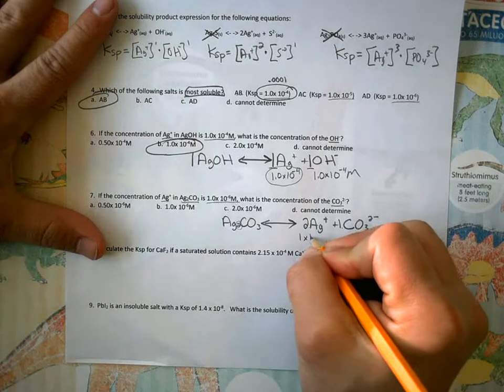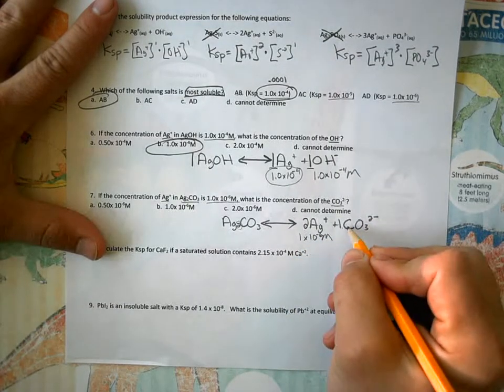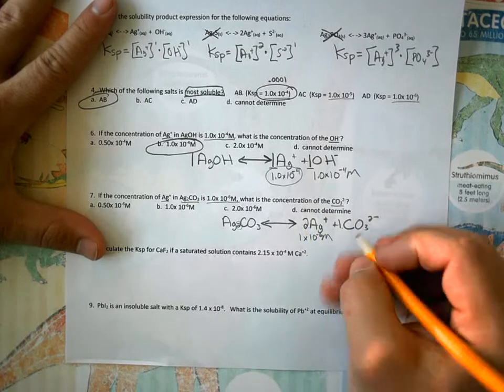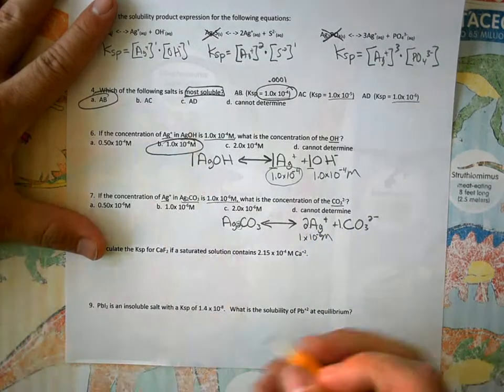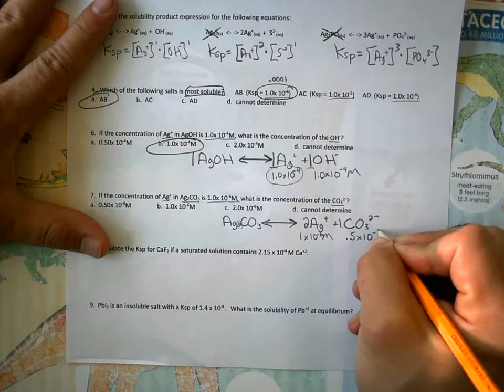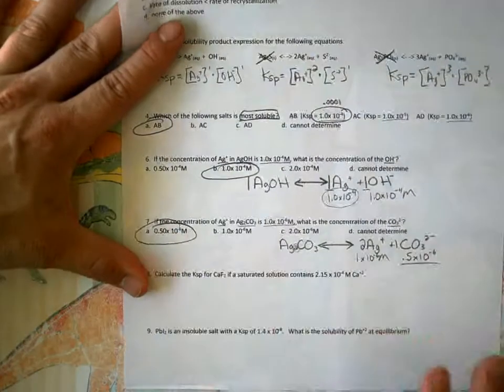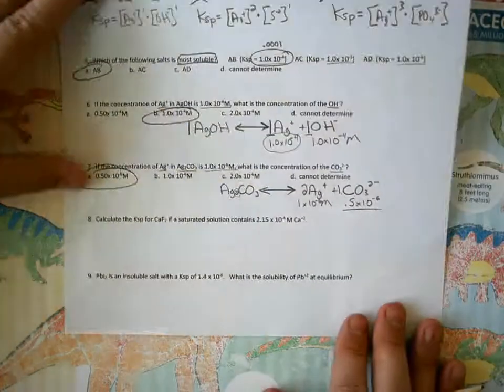Now, if the Ag is 1 times 10 to the negative 6 molar, the CO3 must be half as much. I guess this would be 5 times 10 to the negative 5th, but I put these out of scientific notation so we could see it more easily. So this would be half as much, so 0.5 times 10 to the negative 6. So we got A there.